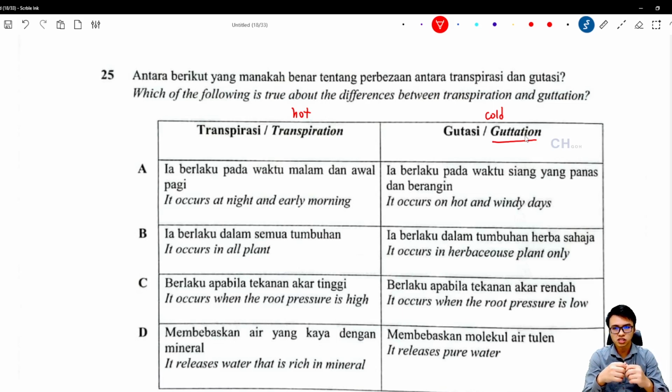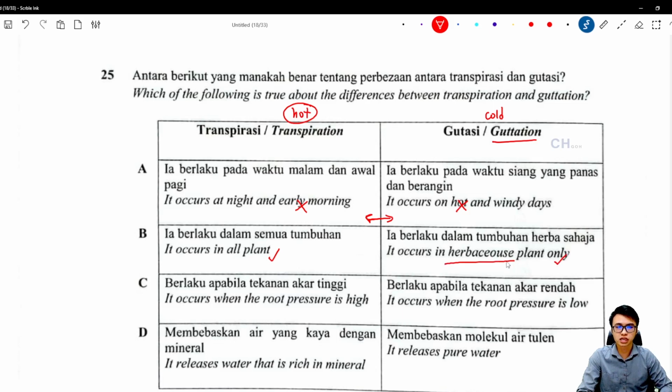So what are the differences? Let's look at this. It occurs at night and early in the morning. Not really. Most of the time, transpiration will happen when the day is hot. So this one is wrong. Because hot and windy day, no. Supposedly they should swap the answers here. It occurs in all plants, transpiration, yes. It occurs in herbaceous plants only, yes.